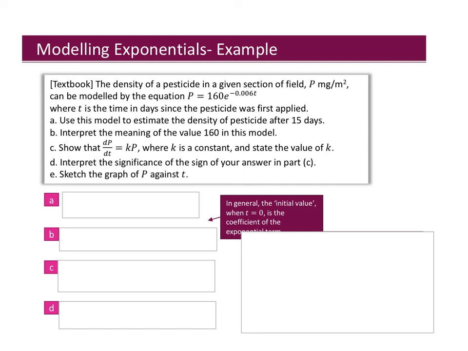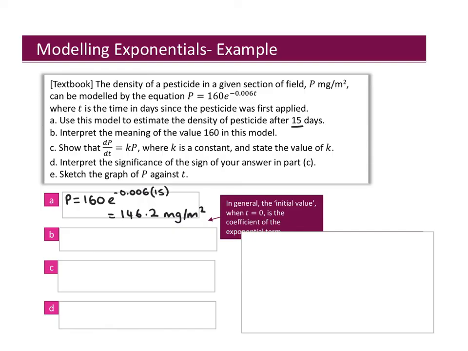It's told us very clearly that the density of pesticide in a field can be modelled by this. So, very simple. If it wants it after 15 days, that means our time is now 15. So our density, P, equals 160e to the power of minus 0.006 times 15. When I put this into my calculator, I'm going to get 146.2, and remember our units are milligrams per meter squared. Please make sure you do write your units.